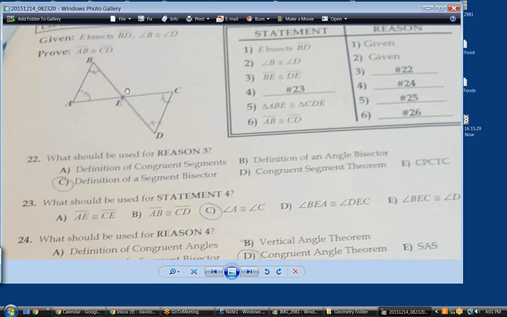In other words, they've told us that E is a bisector of BD. Okay, so now they're saying that means that BE is equal to ED, right? Yeah. Okay, well, let's go to 22. Which reason is it? If BE is equal to ED.